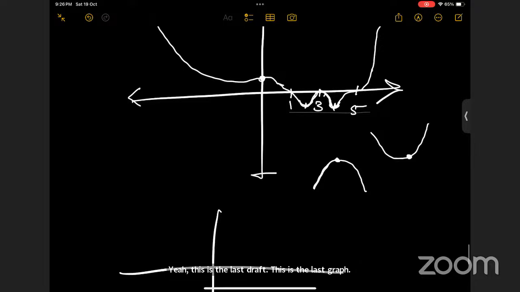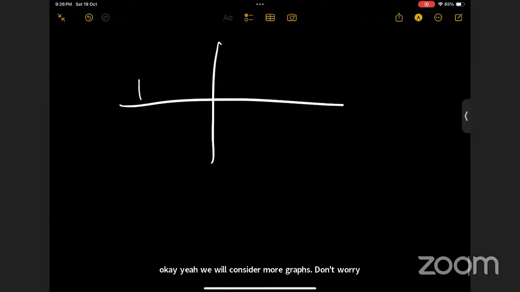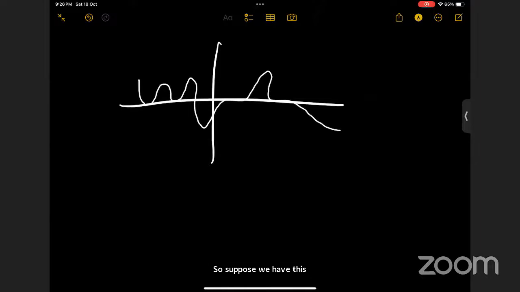Okay, ma'am. He's asking about the previous one, where the number of turning points is 3. Yeah, we will consider more graphs, don't worry. So suppose we have this. Okay, this is the graph. So how many turning points are there?